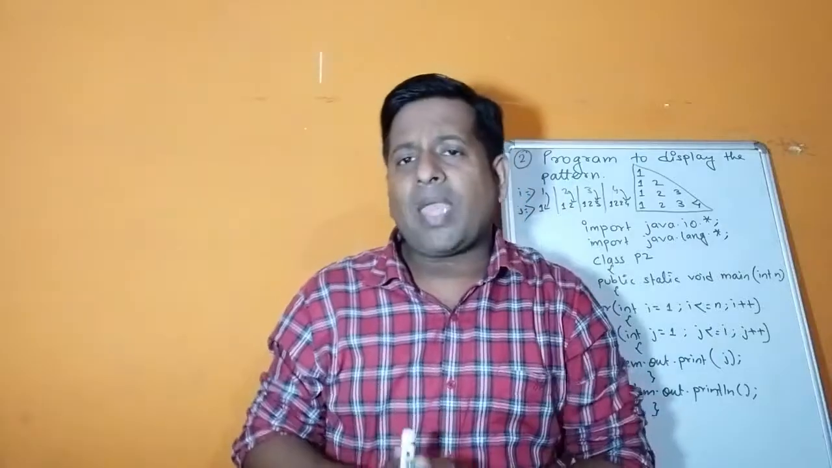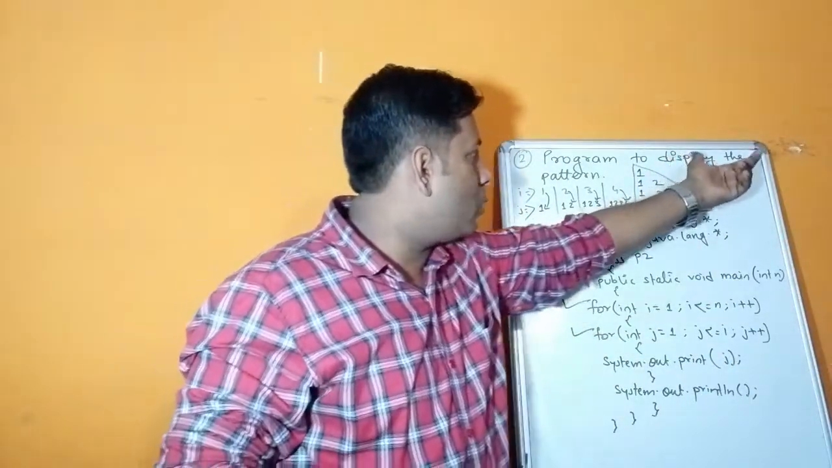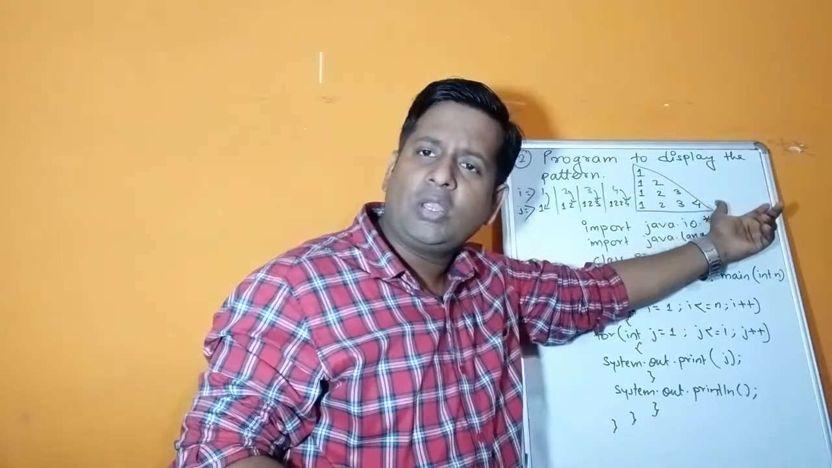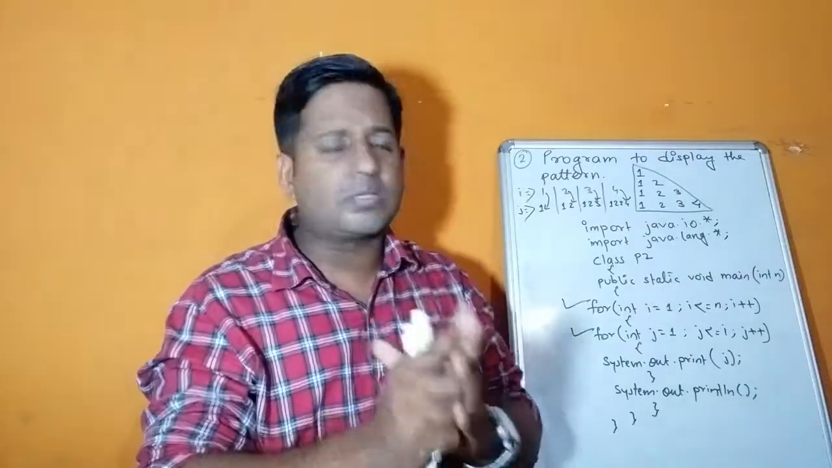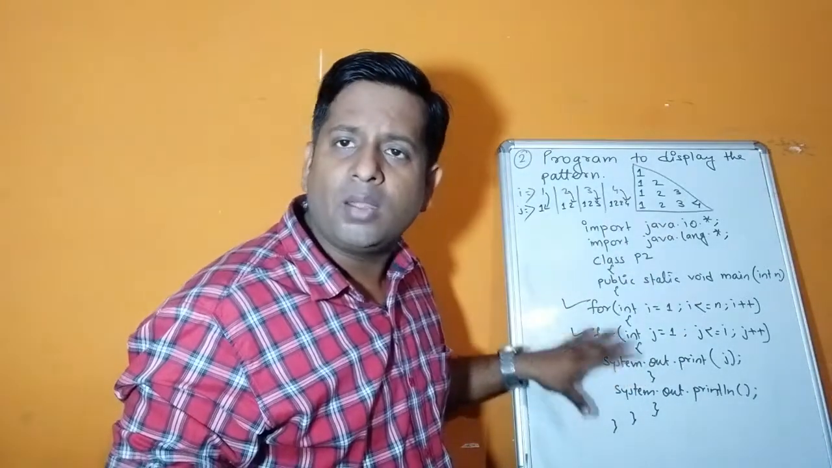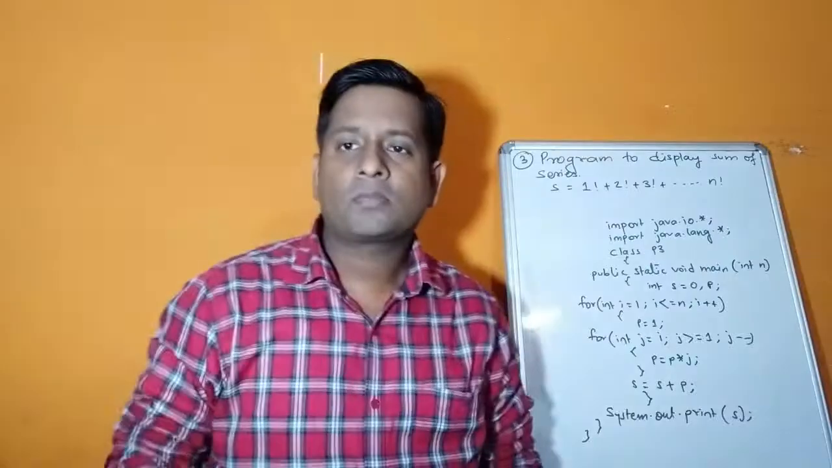Now the pattern can be any. The pattern can even be an inverted right triangle, just the opposite. It can be like 1, 2, 3, 4, then 1, 2, 3, then 1, 2, then 1. It can be like that also. It can be with any numbers, any symbols. The logic behind the pattern will be this. Clear, children?